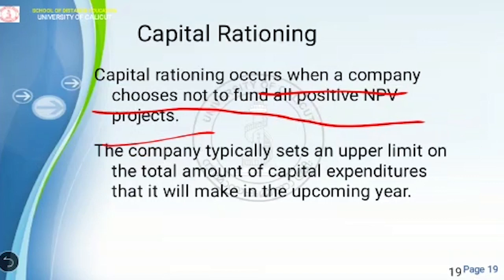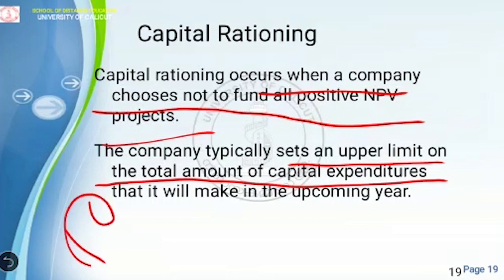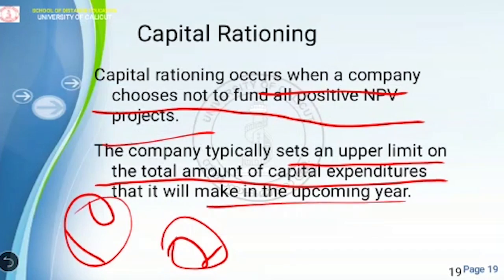The company typically sets an upper limit on the total amount of capital expenditure. That means in this year we will invest 1 crore only. But actually our projects need 1.2 crore or 2 crore, etc. But our upper limit is exceeded. So that situation is called capital rationing.